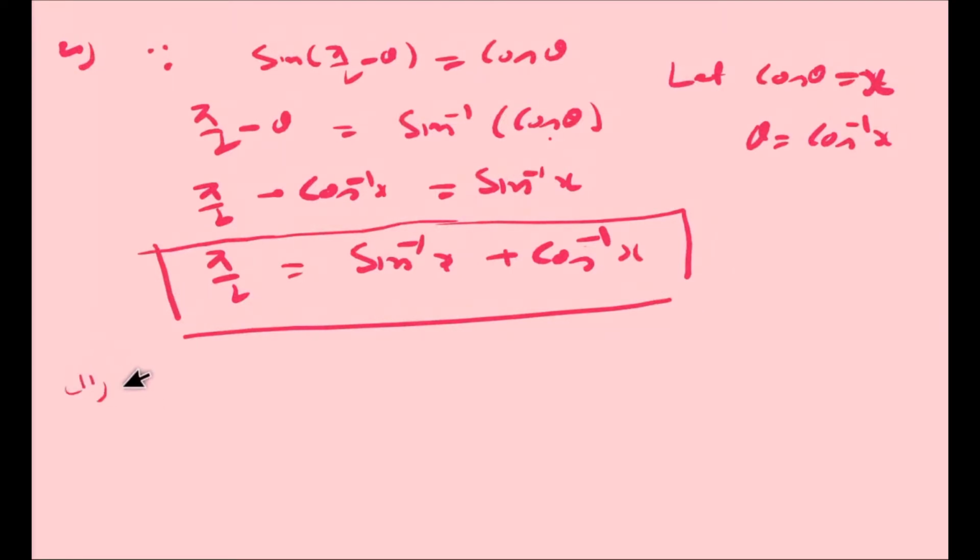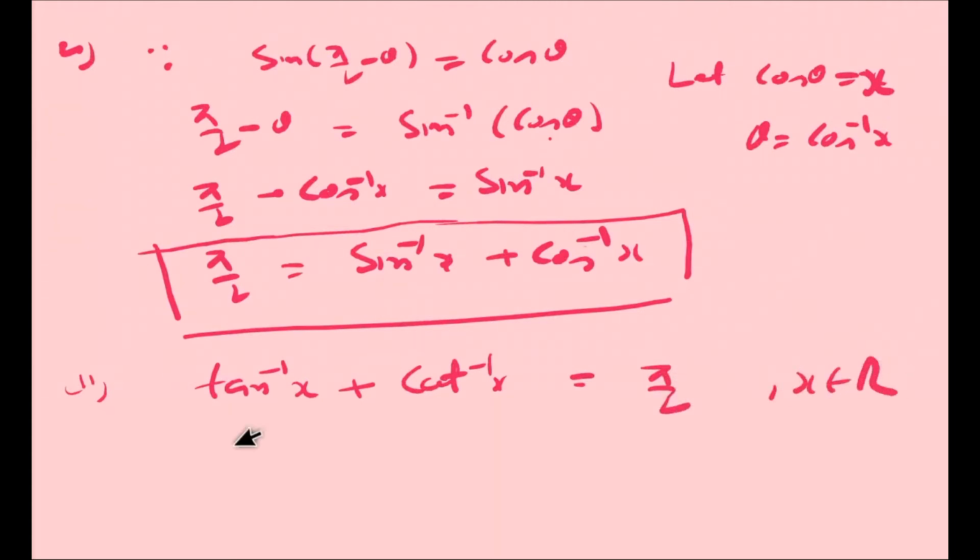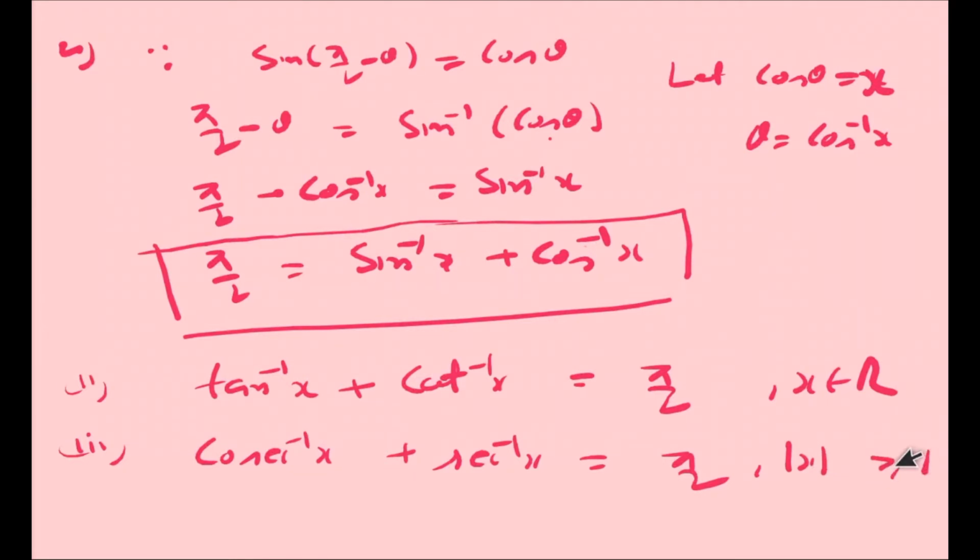Similarly, we know that tan 90 minus theta equals cot theta. So we can say tan inverse x plus cot inverse x equals pi by 2. Here x belongs to real numbers. And the third one, we can also say cosec inverse x plus sec inverse x equals pi by 2. Here mod x is greater than or equal to 1. Student, we know that tan 90 minus theta equals cot theta and cosec 90 minus theta equals sec theta. So this way we can find this type of formula.